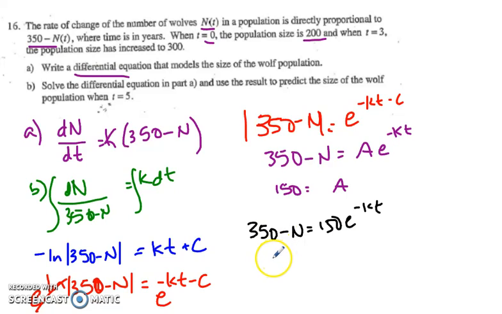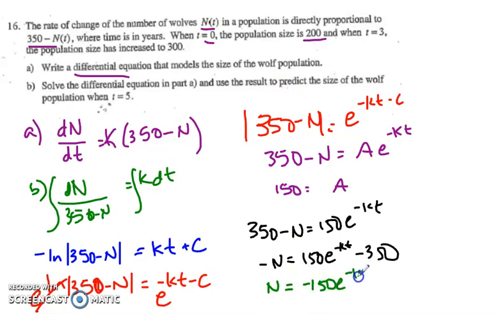So let's go ahead and plug in what I have so far, and let's go ahead and solve for n. I think that would be the easiest thing to do because that's what they asked me to do in part B, is to solve the diffeq. So let's subtract 350 from both sides, and then multiply through by a negative 1 to get n equals negative 150 e to the negative kt plus 350. I still need to solve for k, the constant of proportionality.